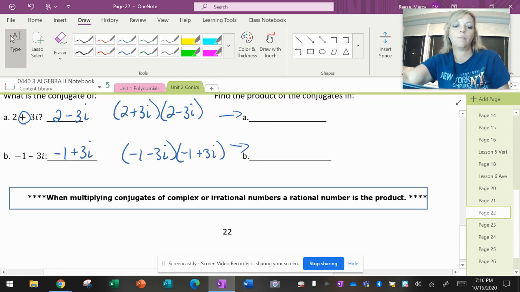It says, when multiplying conjugates of complex or irrational numbers, a rational number is the product. So that should tell you something about your answer. You should have no more complex numbers. But I want you to do the distributive property for both of those, or the box method, area model, whatever you do. Okay, so you have a homework assignment on this, right?